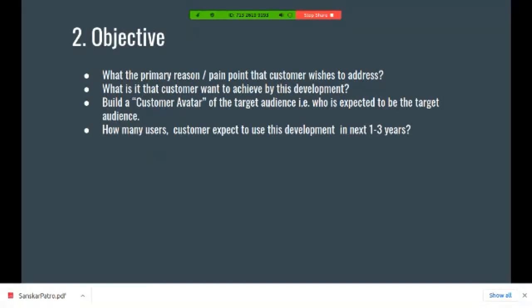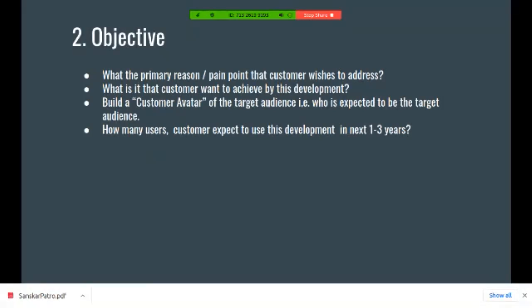Or it could be a blog which they would like to write. If it's a writer, somebody willing to write blogs through the website, they might like to have it there. It could be an affiliate website, or there could be certain other reasons. But this will help you in pinning down the reason why the customer is looking for the development.